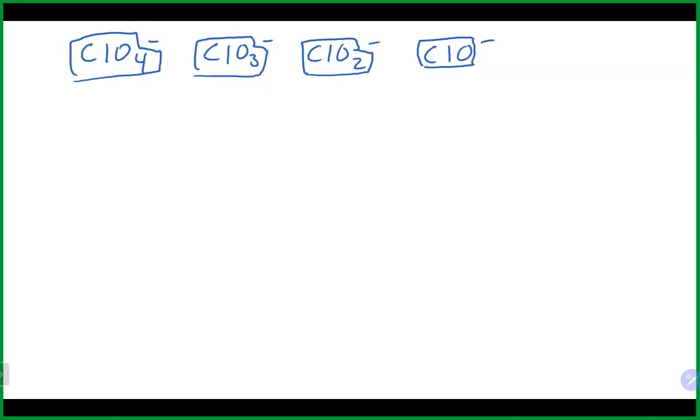All -1s. So in a group of 4, what you could do is the same thing. You kind of break it up by 2s. If we go to the right-hand side, those are the ones that have the least number of oxygens in that group of 4, and they should end in ite, right? Because the least number of oxygens should end in ite. So this would be chlorite.